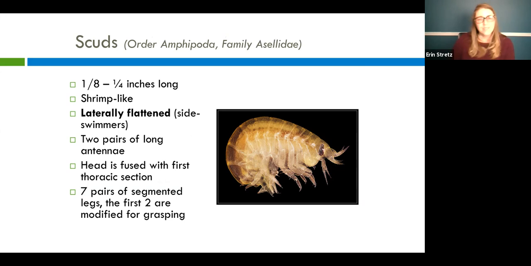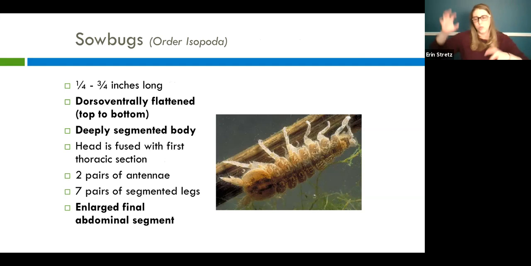I just want to show the scud again. The scud also has 7 pairs of segmented legs, but it is kind of like hunched in on itself. You will always find it on its side swimming around in the tray. The sow bug is more motile with its legs, so it's more likely to walk around rather than swim around. So that's another thing that can help us distinguish them.